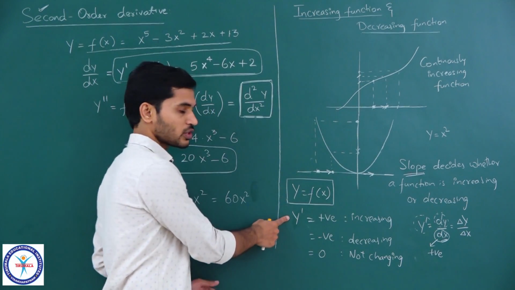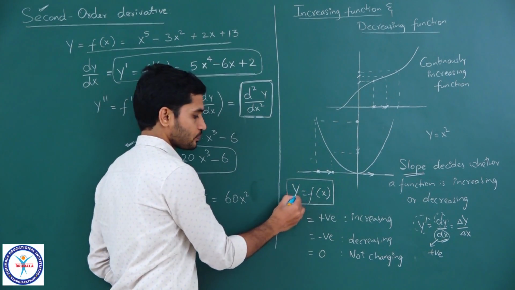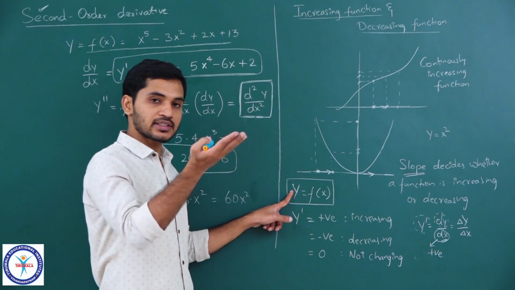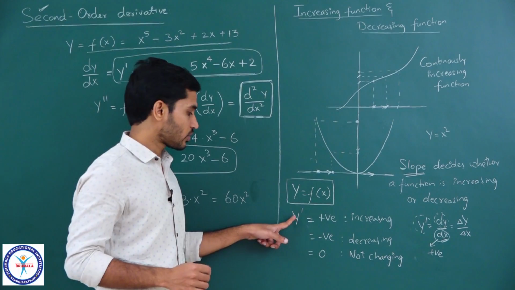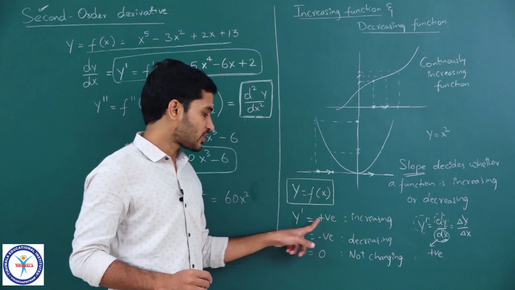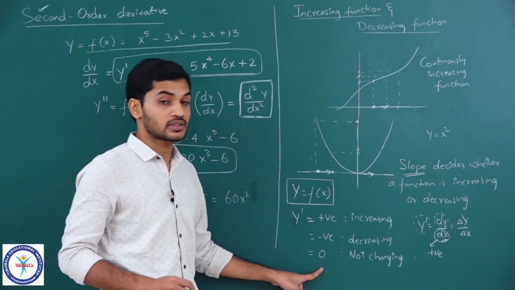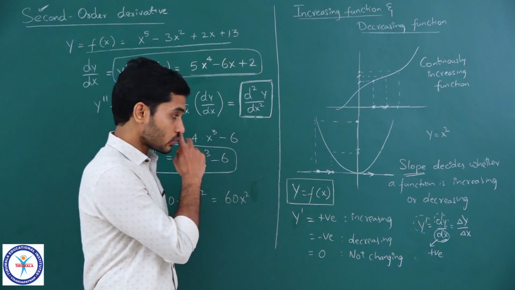So, please go through this once again. I will repeat once again. If we have a function y, and you have to check whether y is increasing or decreasing, just look at its derivative. If its derivative is positive, then y is increasing. If its derivative is negative, y is decreasing. If its derivative is 0, y is not changing. Clear, students? So, that is the basic idea.